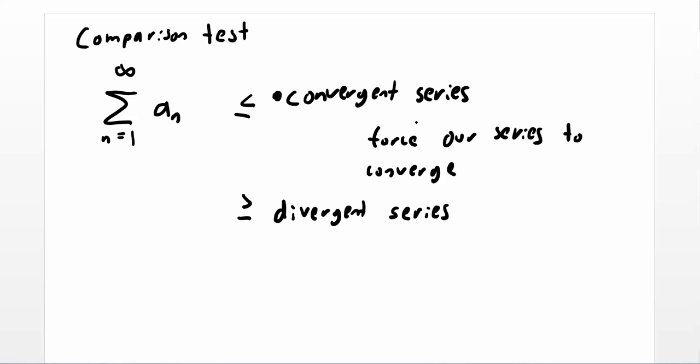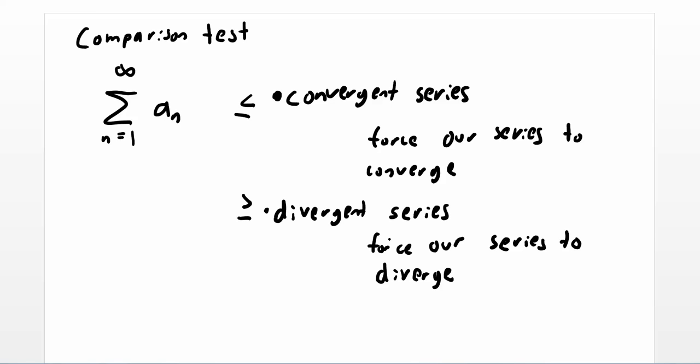And this is going to force our series to diverge. So it only works two ways. If you're smaller than a convergent series, your series is convergent. If you're larger than a divergent series, your series is divergent.